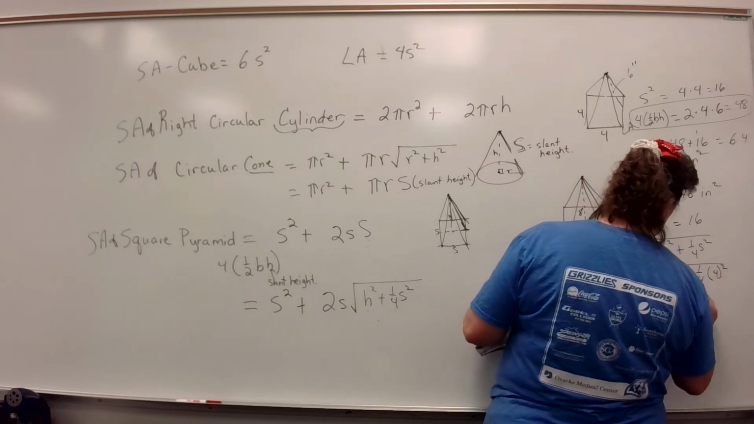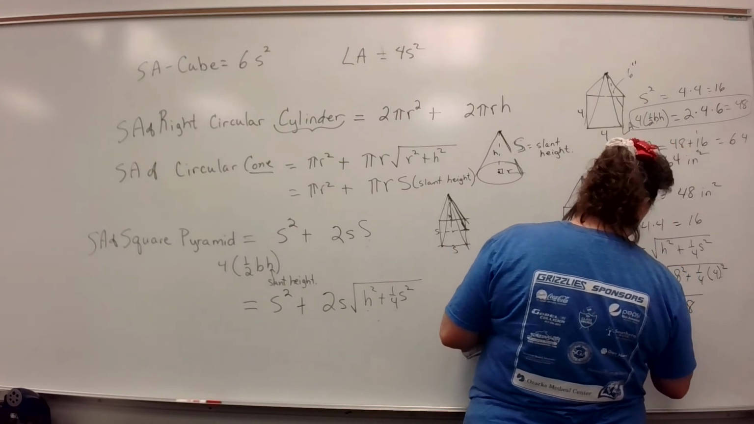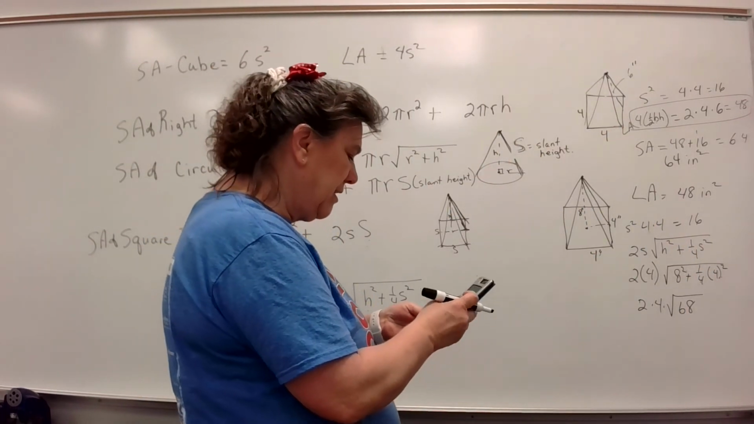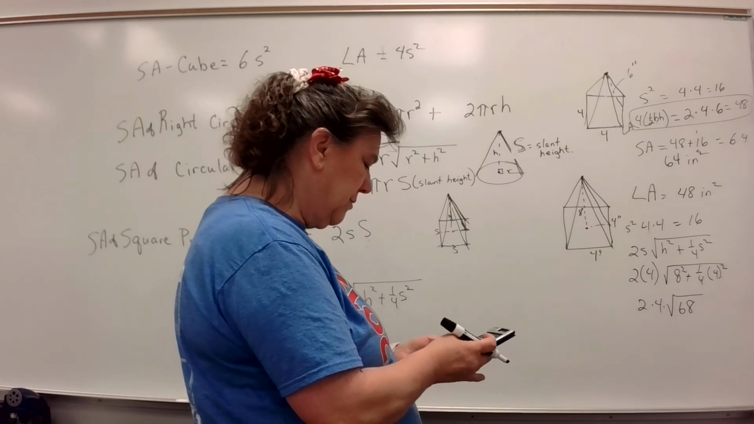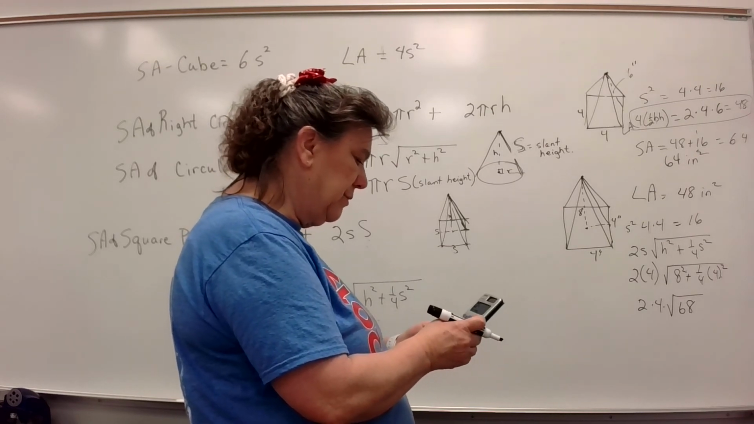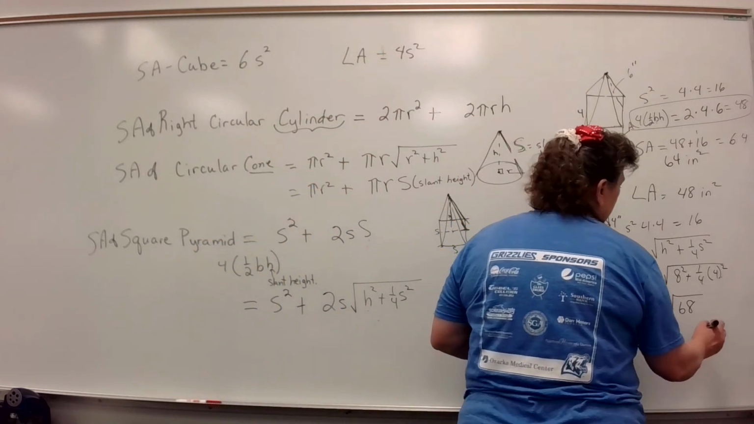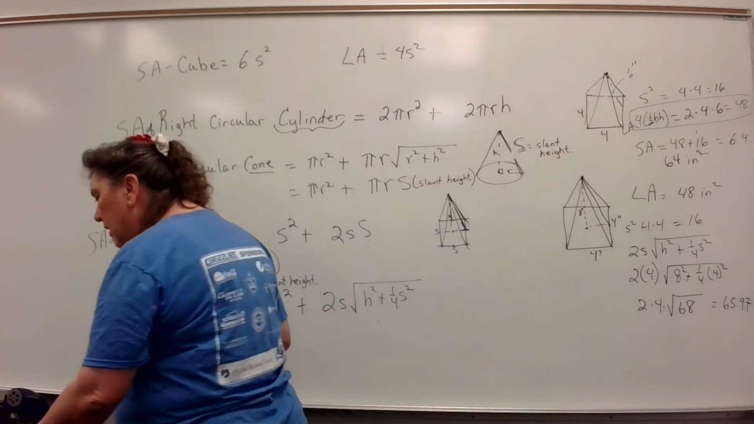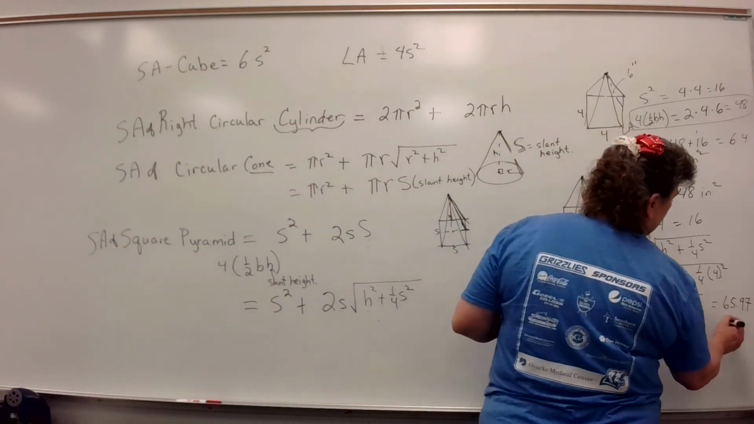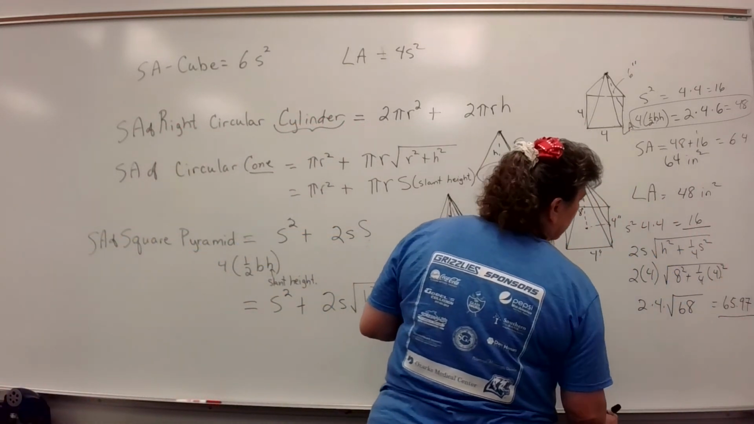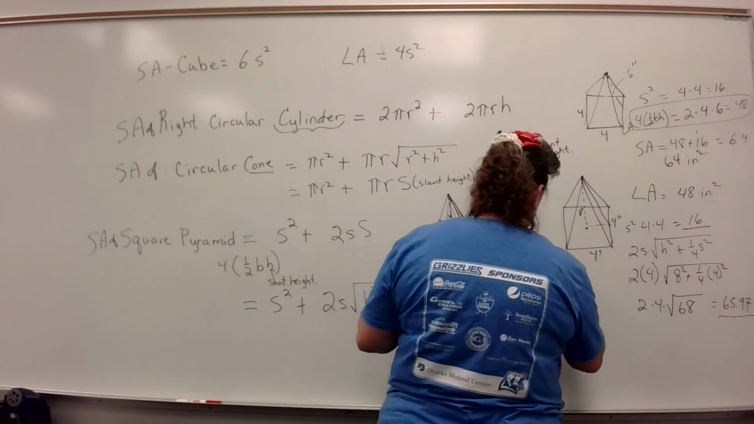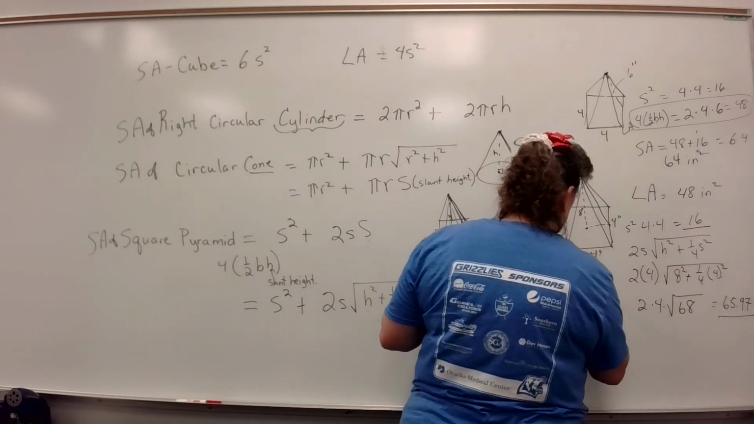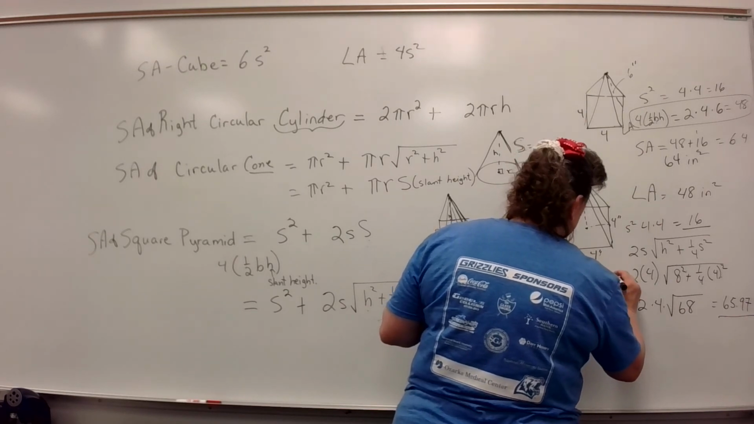Well, 1/4 of 16 is 4. 8 squared is 64. So this becomes the square root of 68, and 2 times 4 times the square root of 68. Well, it's going to be 8 point something. I can tell you that on that one. So this would be 8 times the square root of 68 is equal to 65.97. Okay, so now we're going to add those two together. 69.57 plus 16 will give me my surface area is equal to 0.9711678. And this is inches squared.